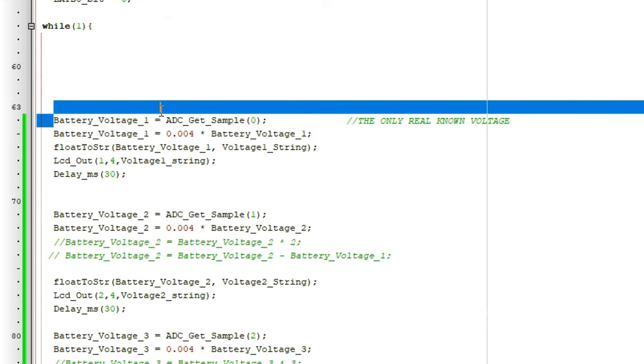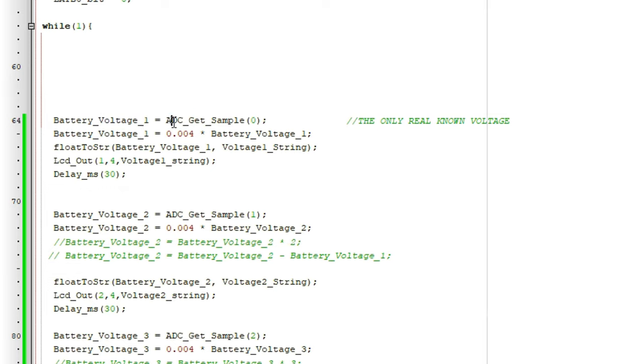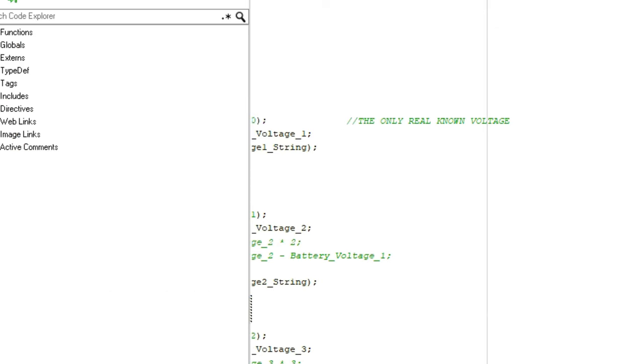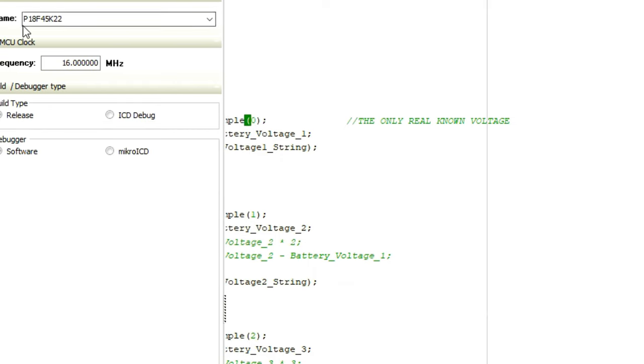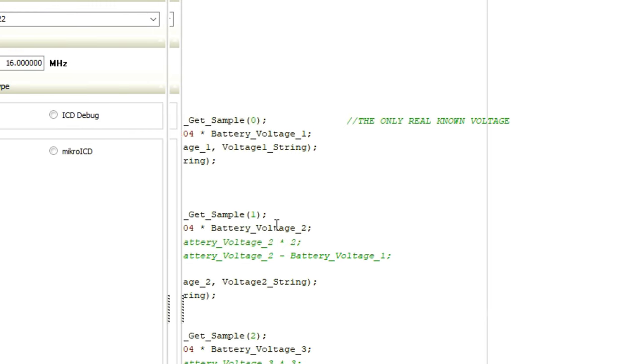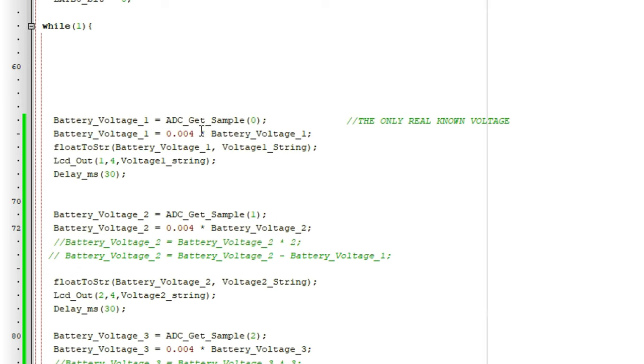So the first battery voltage. The battery voltage equals ADC get sample from channel 0, which is pin 2 on this microcontroller. And incidentally, I am using a PIC 18F45K22, 16 megs, and that's got a 10-bit ADC. Channel 1 is simple. Just get the voltage, convert the result to a string, so float to string, and then display it on the LCD. So this battery voltage, 0.004 times battery voltage. Where did I get 0.004 from?